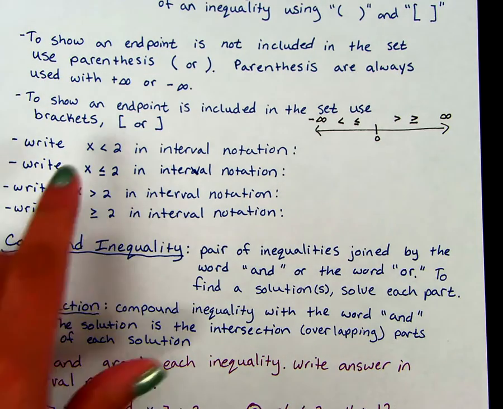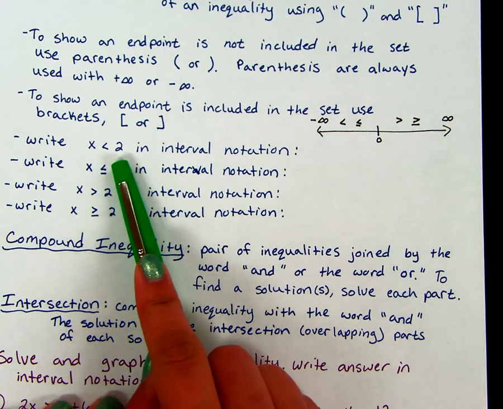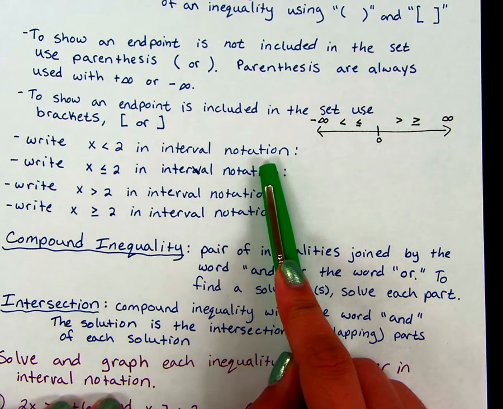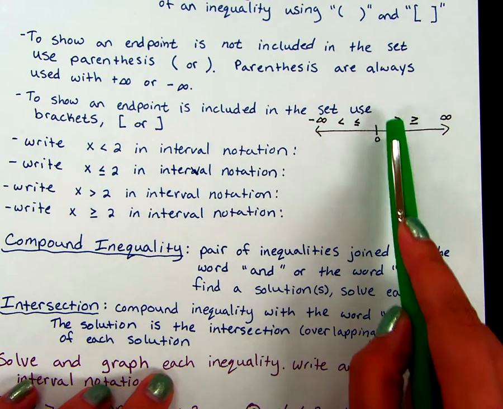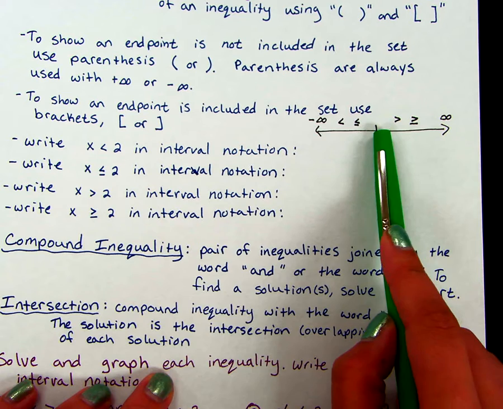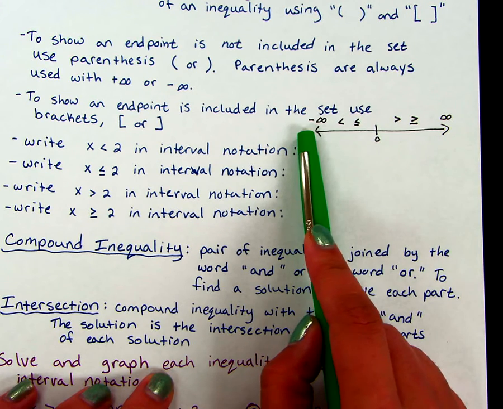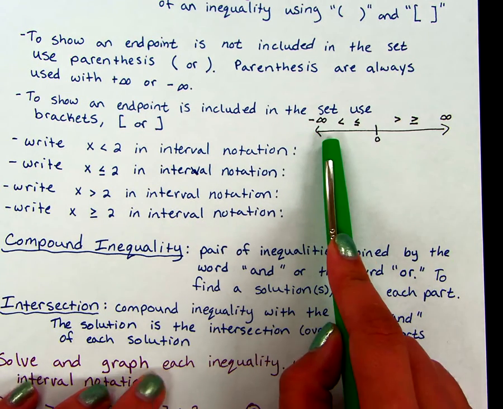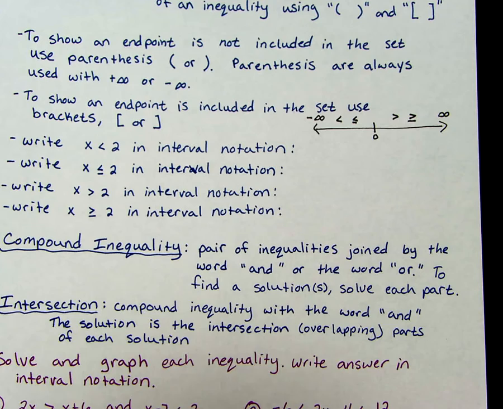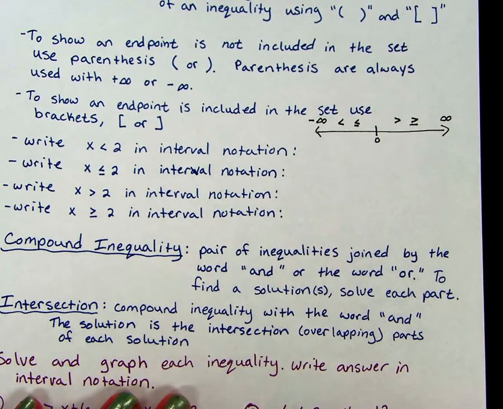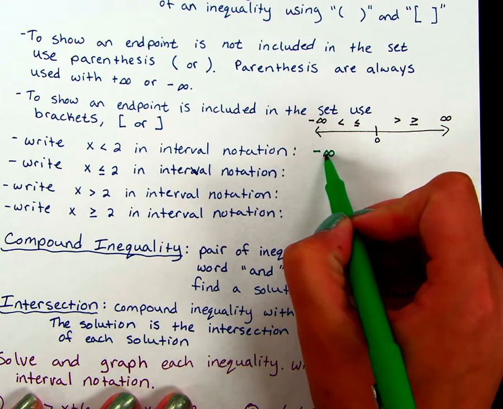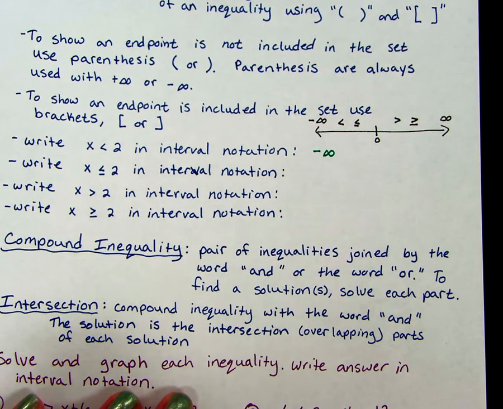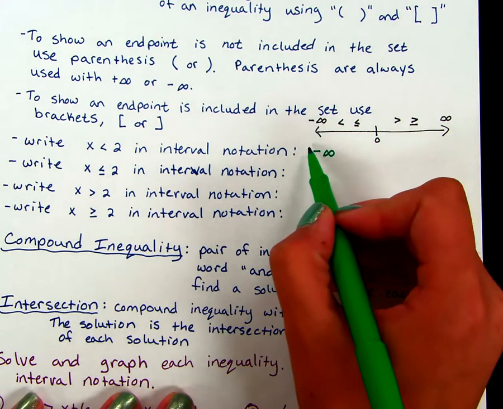It says write x less than 2 in interval notation. Again, if we're thinking about it in terms of a number line, here would be our 2, and then we would shade towards the negative numbers. That means that we're going to have negative infinity as part of our solution for interval notation. We always write the smallest number first. In this case, it's going to be negative infinity. Now, since negative infinity is an idea, not a concrete number, we have to have a parenthesis by it.